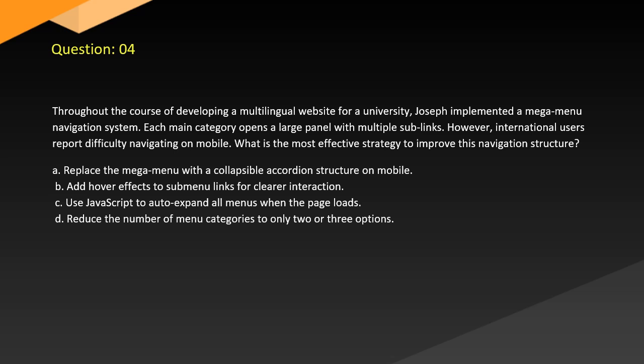A. Replace the mega menu with a collapsible accordion structure on mobile. B. Add hover effects to submenu links for clearer interaction. C. Use JavaScript to auto-expand all menus when the page loads. D. Reduce the number of menu categories to only 2 or 3 options.